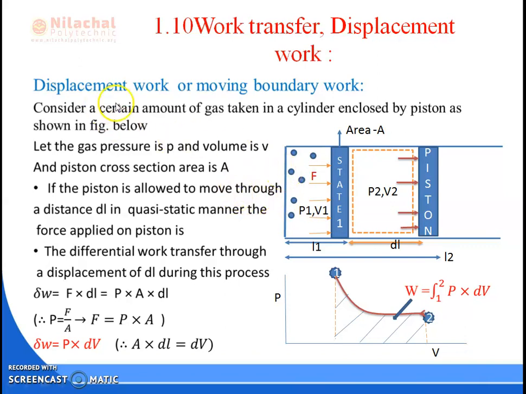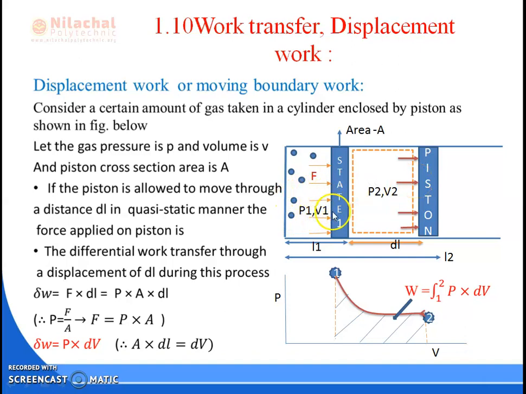So if you give the heat, the gas will try to expand. When it tries to expand, it gives force to the piston. That is, force F is applied to the piston. When force F is applied, the piston starts moving and crosses a distance dl. Initially the piston was at state 1 here. When the gas expands, it gives force to the piston, and the piston moves across the distance dl, and this is the position of the piston now, state 2.